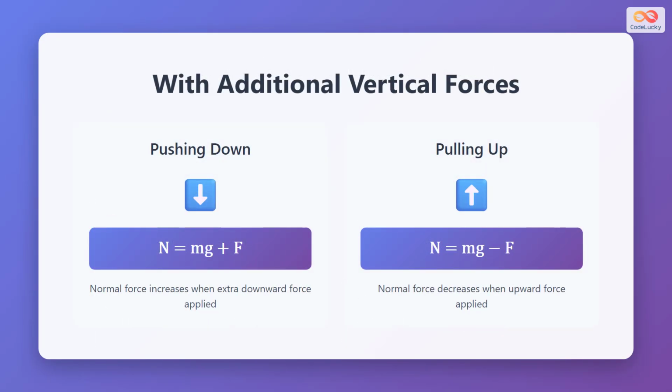Normal force can change when additional vertical forces are applied. If you push down on an object, the normal force increases. The formula becomes N equals mg plus F, where F is the additional downward force. The surface has to push harder to support both the weight and the extra force. Conversely, if you pull upward on an object, the normal force decreases. The formula becomes N equals mg minus F. The surface doesn't need to push as hard, because the upward pull reduces the effective load on the surface.